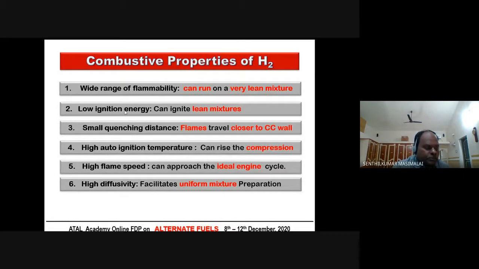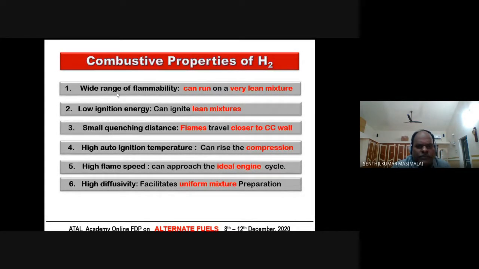The important combustive properties of hydrogen are wide range of flammability limit, low ignition energy, small quenching distance, high auto ignition temperature, high flame speed, and high diffusivity. So these are all the important combustive properties of hydrogen. Let us discuss one by one.